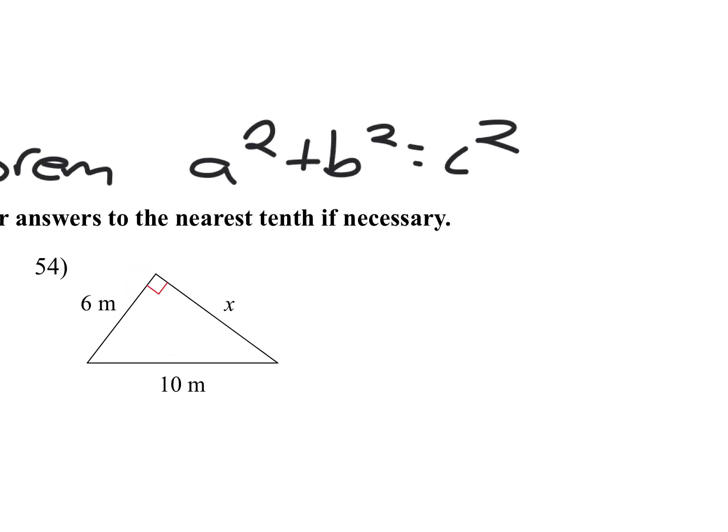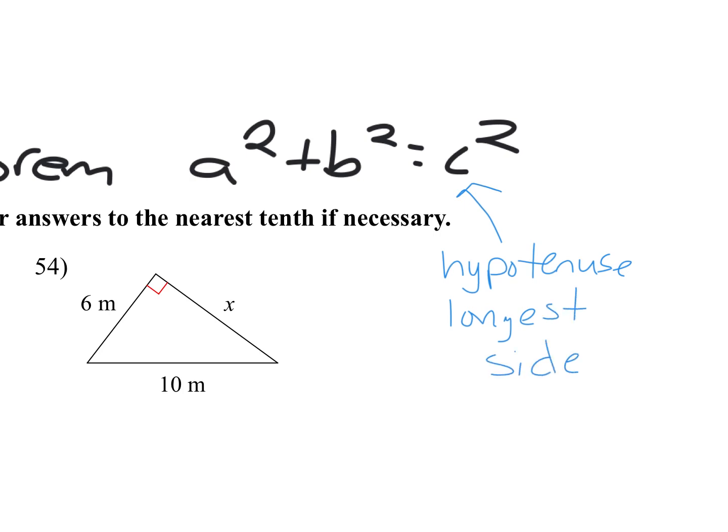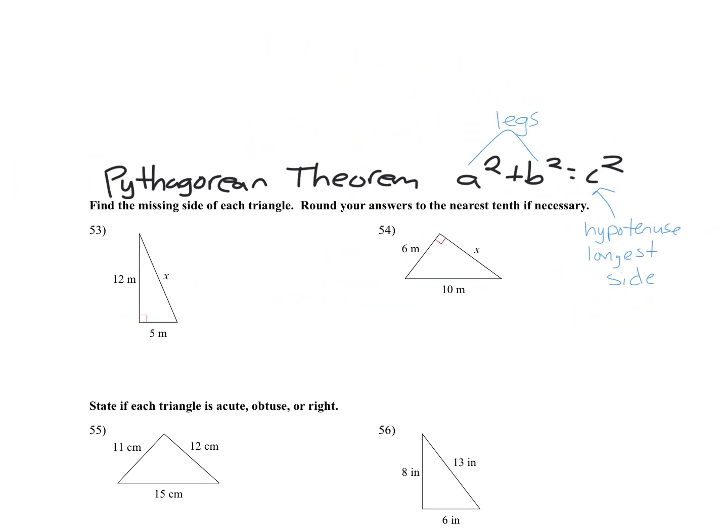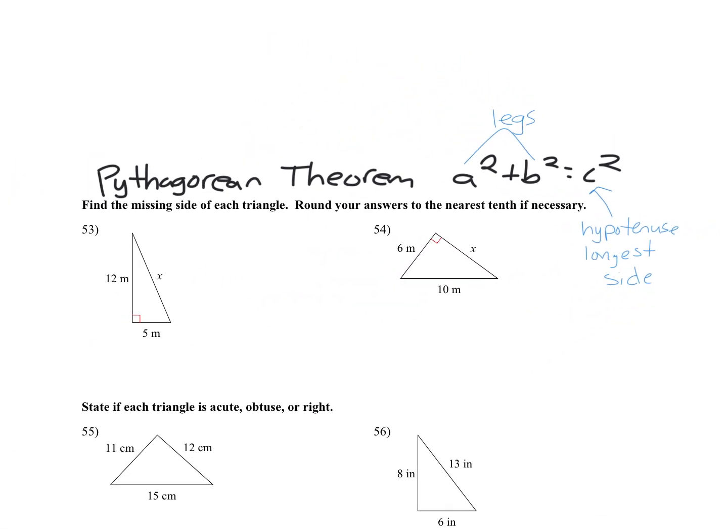Let's label some things real quick. What is c always? Hypotenuse, or the longest side. So then what are a and b? The sides, the shorter sides, the legs. So we are going to use this formula on 53.